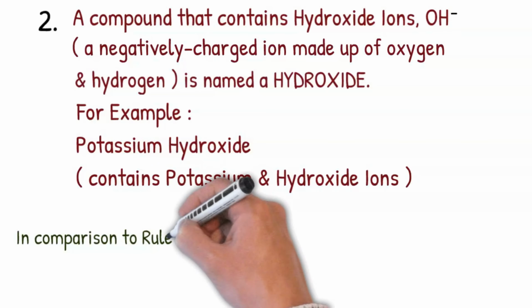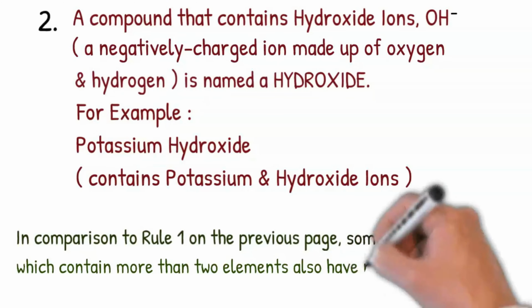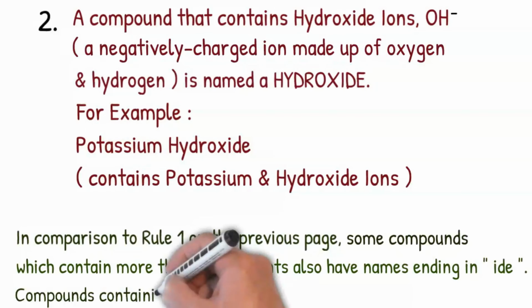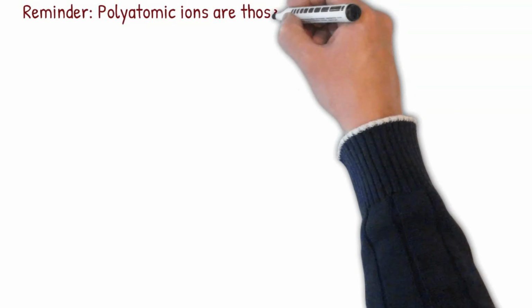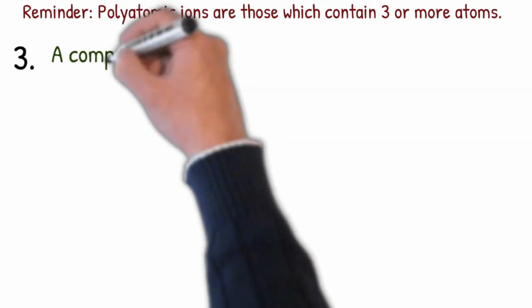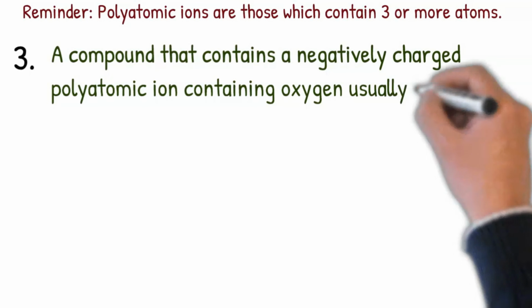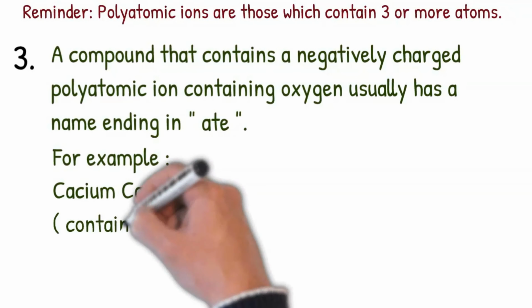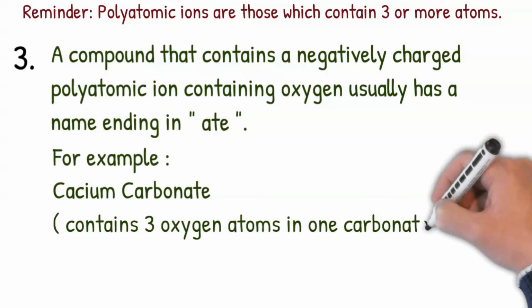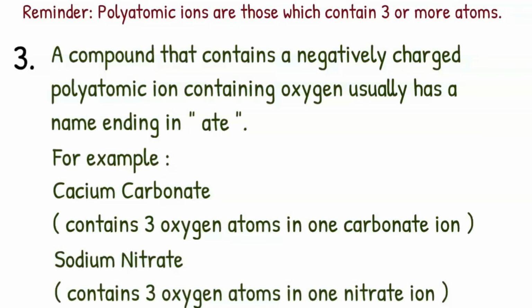In comparison to Rule 1 on the previous page, some compounds which contain more than 2 elements also have names ending in IDE. Compounds containing the hydroxide ions are one example. Reminder: polyatomic ions are those which contain 3 or more atoms. A compound that contains a negatively charged polyatomic ion containing oxygen usually has a name ending in ATE. For example, calcium carbonate contains 3 oxygen atoms in 1 carbonate ion. Sodium nitrate contains 3 oxygen atoms in 1 nitrate ion.